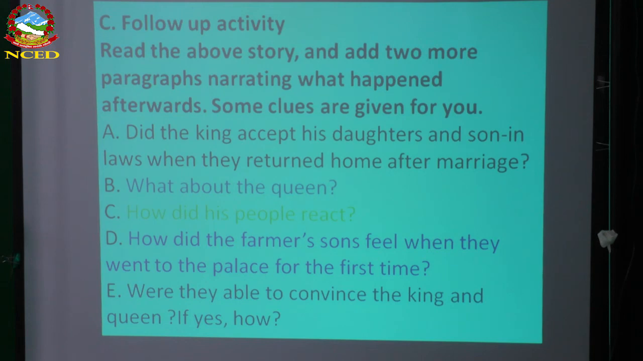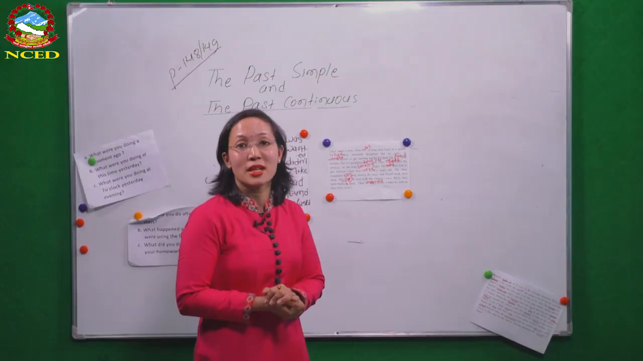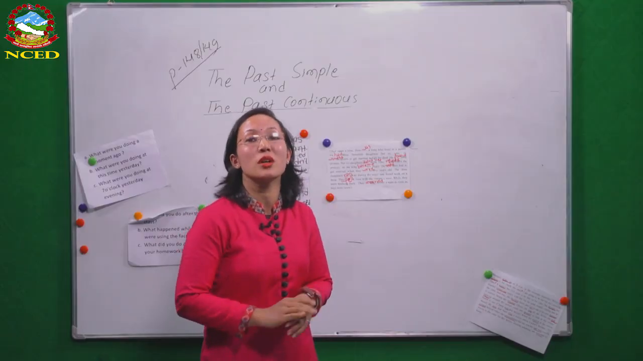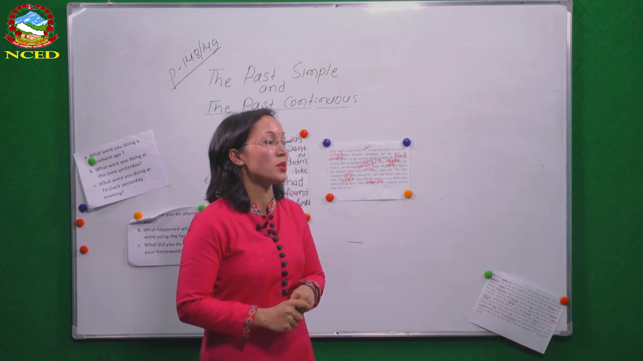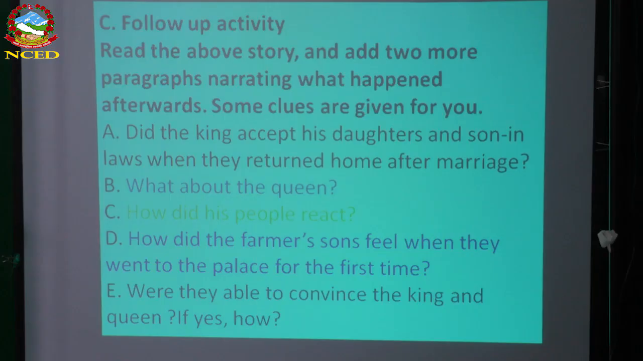Now it is an open question. You could write anything that comes to your mind, or that you think would make your story very beautiful. So the answers, the views could vary. So this is a very interesting activity. Did the king accept his daughters and sons-in-law when they return home after marriage? After they married farmers' sons. Was the situation easy for the king to accept his daughters and sons-in-law when they return home after marriage?